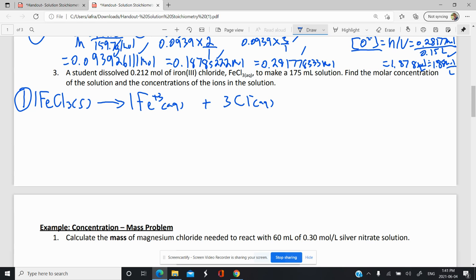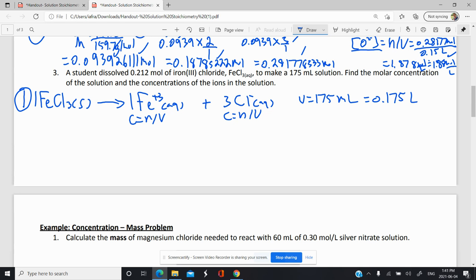And I'm going to write down my information. So I want to find the concentration of this. So C is equal to n over V. I have my volume already. Volume is already given to me. I'm going to write my volume is equal to 175 mL, and that's approximately 0.175 liters.